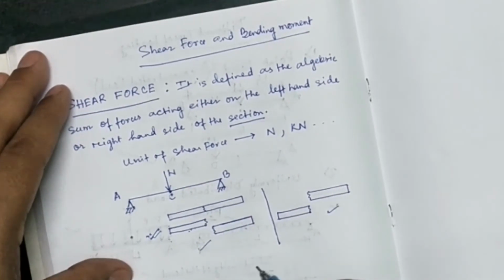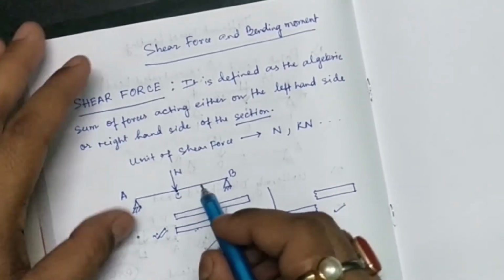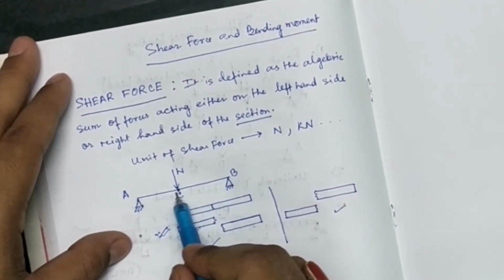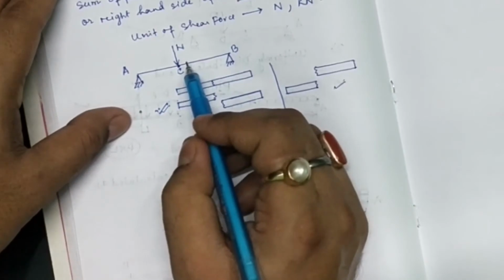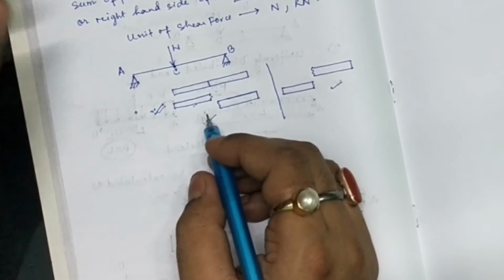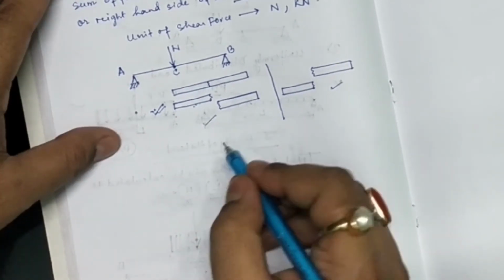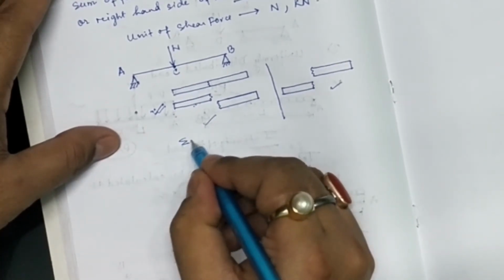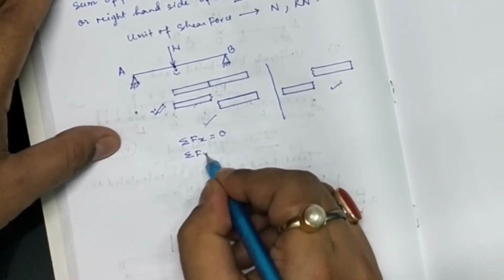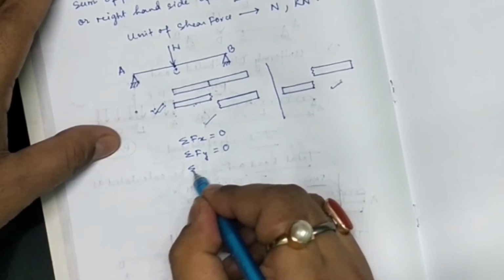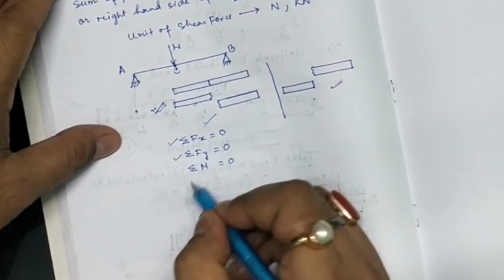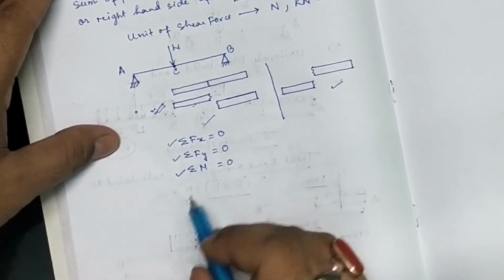Now we already know that wherever you apply a force on the beam, it doesn't matter where, the beam is not actually moving, it is in static equilibrium. So as per the condition of static equilibrium, we know that summation of Fx is equal to 0, summation of Fy is equal to 0, and summation of M is equal to 0. What is summation of Fx, what is summation of Fy, and what is summation of M? Let us discuss.